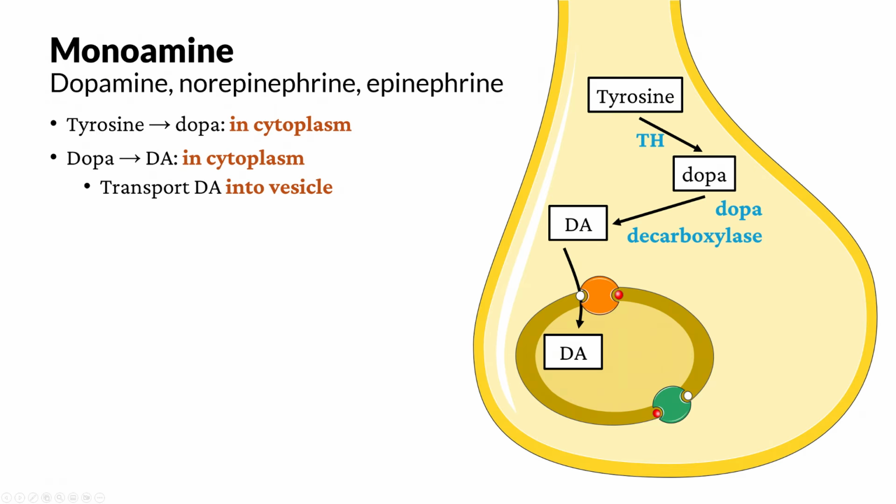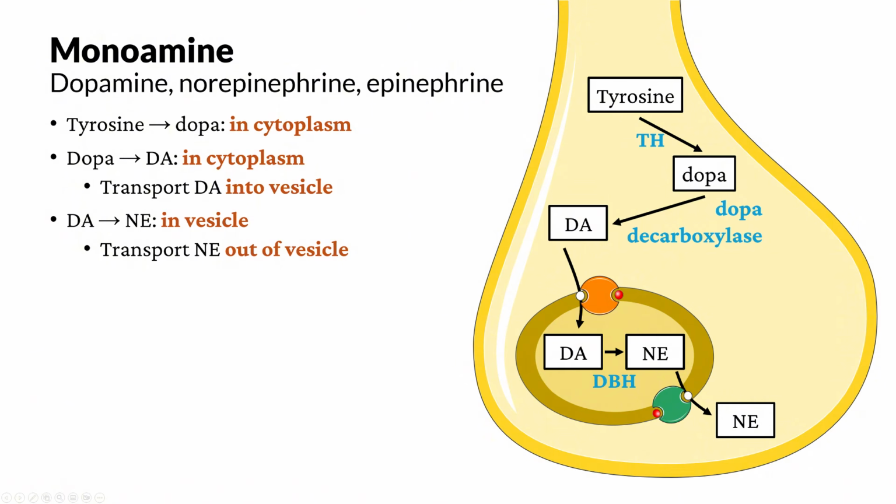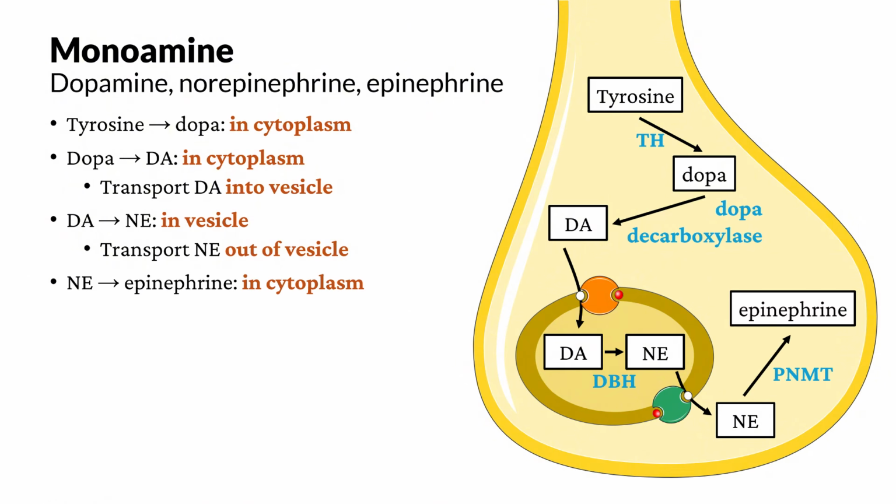However, if the neuron is norepinephrinergic, then dopamine is converted into norepinephrine within the vesicle. After that, norepinephrinergic neurons can release this norepinephrine from the vesicles. However, if the neuron is epinephrinergic, then we have to take norepinephrine out of the vesicle in order to synthesize epinephrine in the cytoplasm. A quick note, some of us may not be so familiar with the names norepinephrine and epinephrine. However, there is an equivalent way of saying these. Epinephrine is the same as adrenaline, and norepinephrine is the same as noradrenaline.